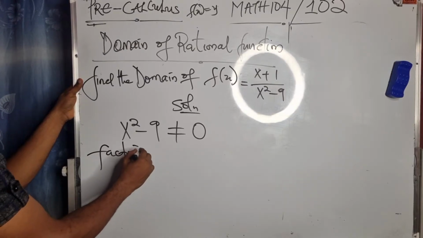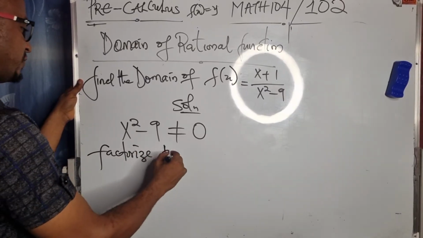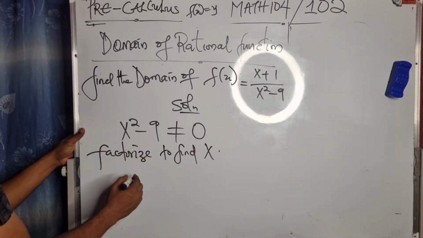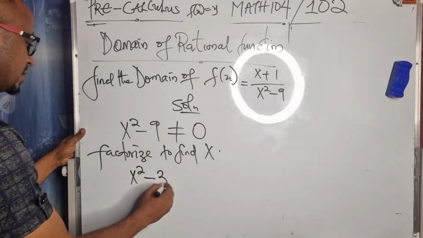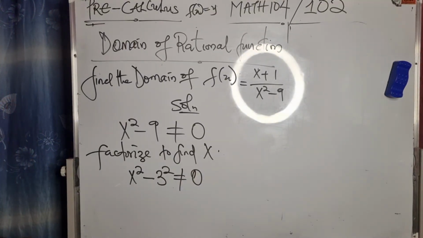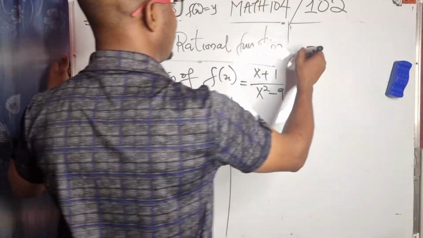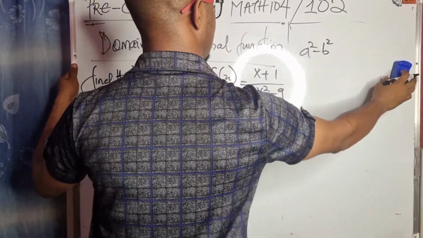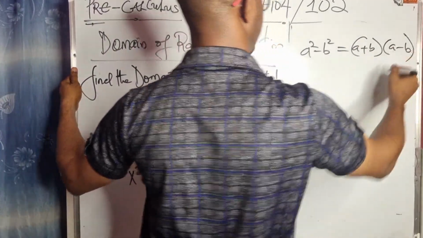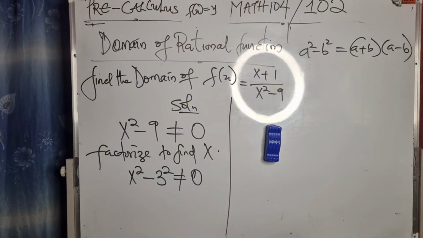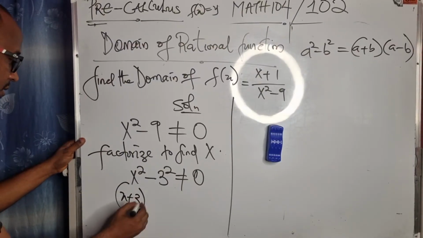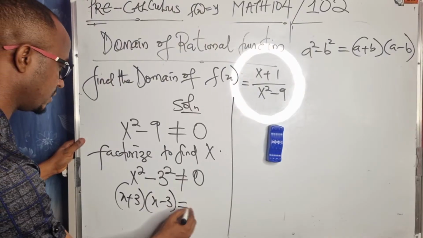We have to factorize this to find x. When you factorize this, that means we have x squared minus 3 squared not equal to 0. Don't forget, there's a rule called difference of two squares. If we have a squared minus b squared, the rule says a plus b times a minus b. So I'm going to apply it here. Here becomes x plus 3 times x minus 3 not equal to 0.